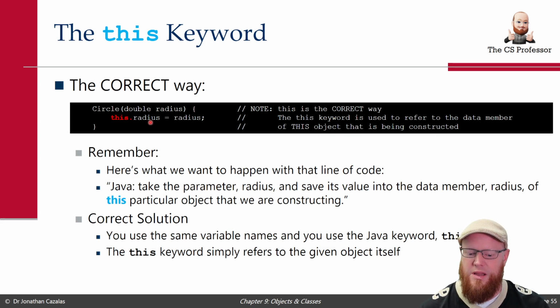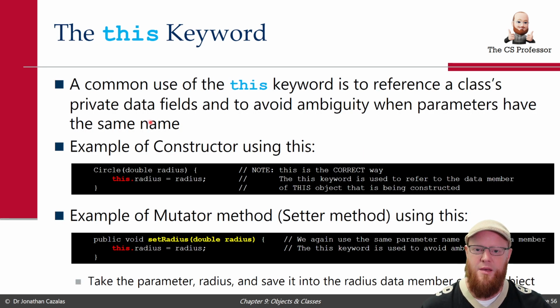The this keyword in Java refers to the given object itself. The common use of the this keyword in Java is to reference a class's private data fields, which is what we just did, and to avoid ambiguity when parameters have the same name, right? So here, if I had not put the word this right here, and I just said radius equals radius, that's ambiguous to Java. And so Java assumes you just want to save the parameter into the parameter, which of course makes no sense, but it'll do it for you.